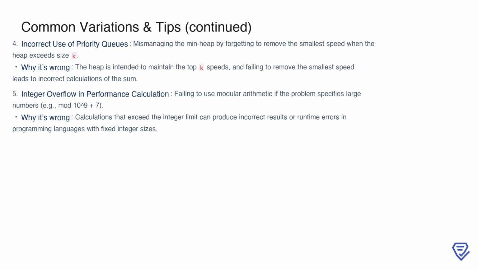Additionally, integer overflow can be a concern when calculating performance, especially when working with large numbers. If the problem specifies modular arithmetic, such as mod 10 to the power of 9 plus 7, it's crucial to apply this correctly in all calculations. Ignoring this detail could result in incorrect results or runtime errors in programming languages with fixed integer sizes. By addressing these issues, you can avoid key mistakes and build a robust solution.